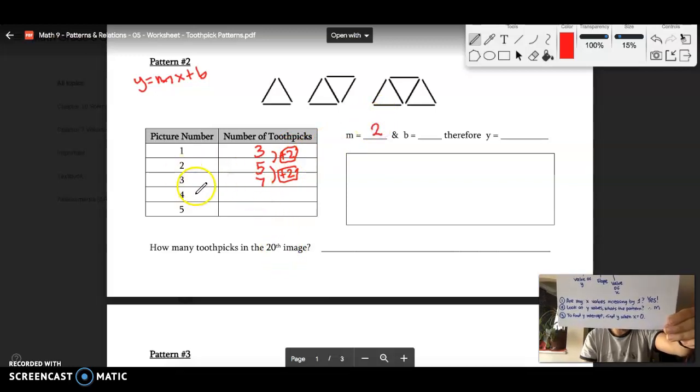So now we can actually predict what 4 and 5 is. At picture number 4, my toothpicks will be at 9. For 5, it will be at 11 because we are adding 2 each time.